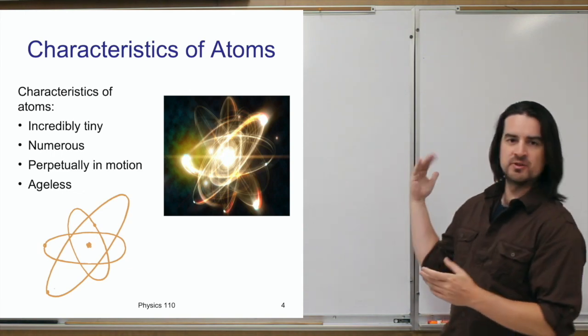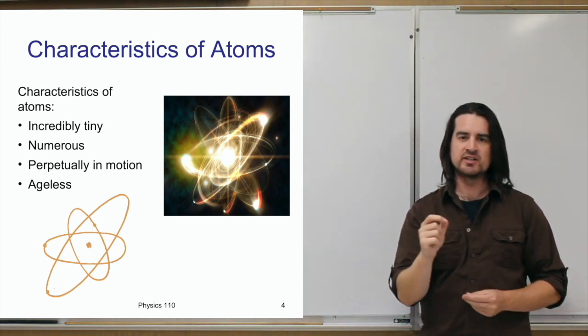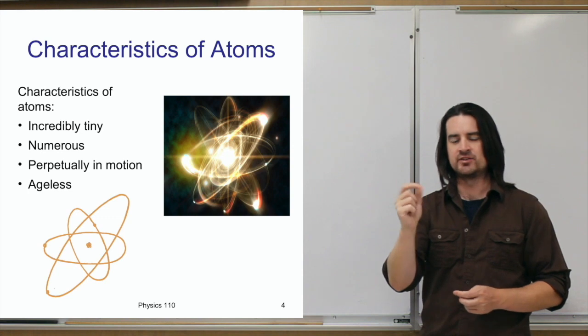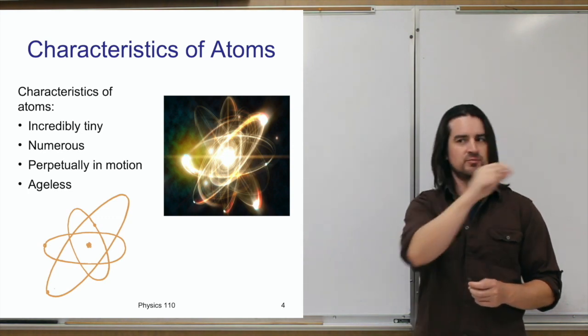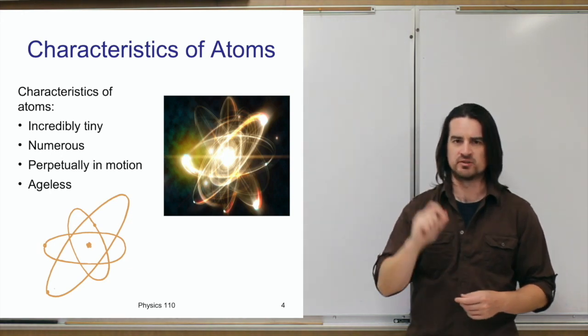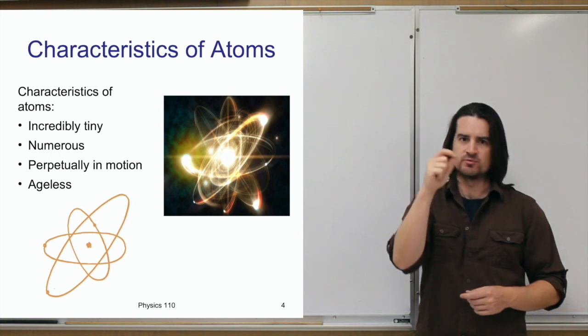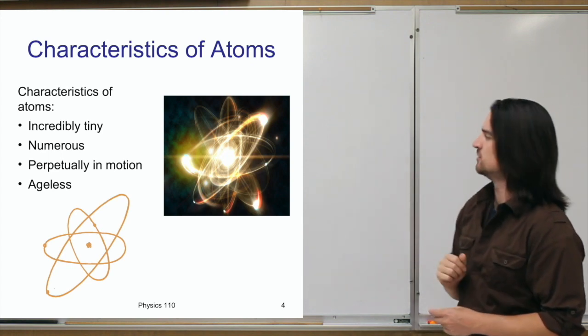They are also in perpetual motion. So these tiny little things are everywhere, and they're constantly jiggling around, or even moving around in larger patterns, but there's always some kind of motion. There's never really a state where an atom is just still. It's always moving around. That's what we mean by perpetually in motion.